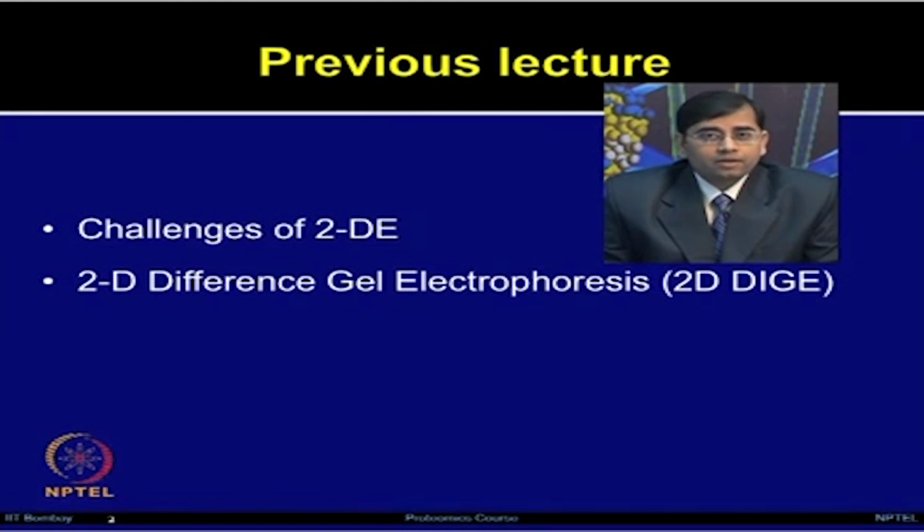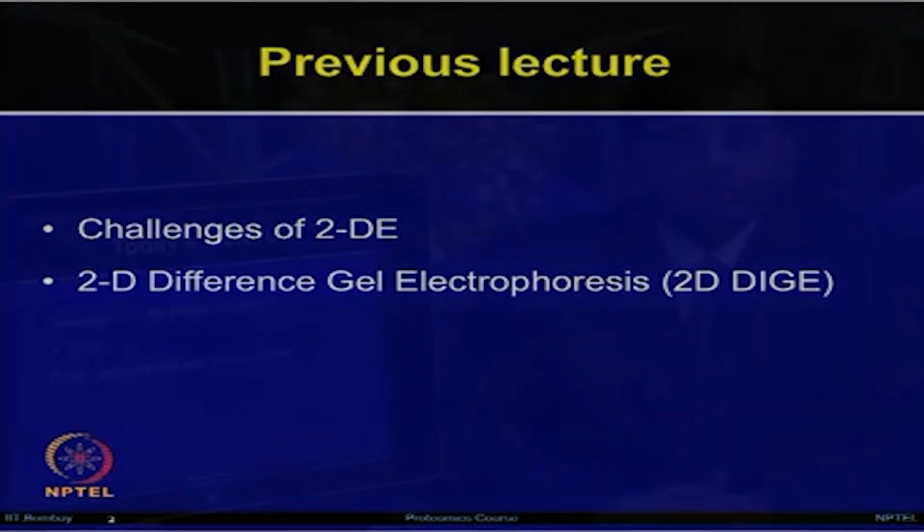But often there are various gel to gel artifacts and variations in the traditional two-dimensional electrophoresis method. So, we discussed how to overcome those problems. New methods such as DIGE have emerged.